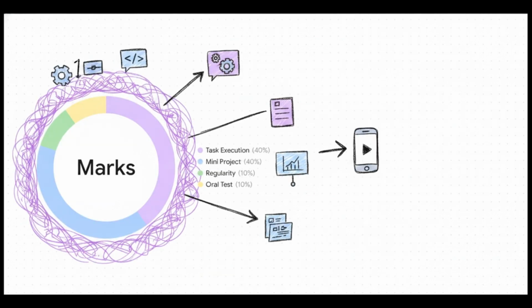Let's break those 50 marks down just a little bit further. Task execution accounts for 20 marks, and your mini-project presentation accounts for another 20. Think about that for a second. An overwhelming 40 out of 50 marks, that's 80% of your entire grade, relies strictly on actual execution and presenting a functioning project. It's not about answering multiple-choice questions. It's about proving that you can actually build the software.